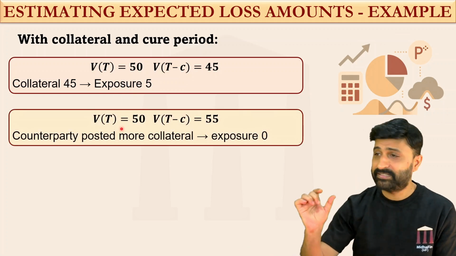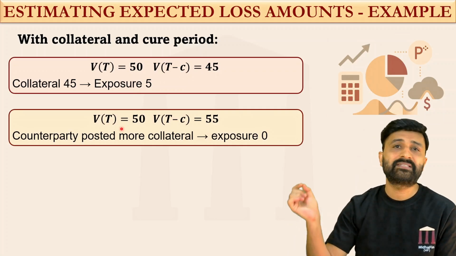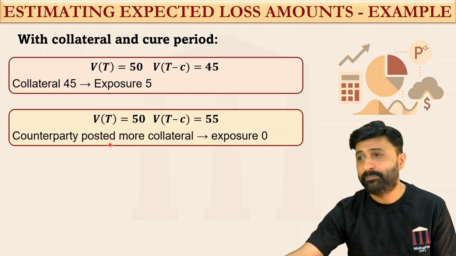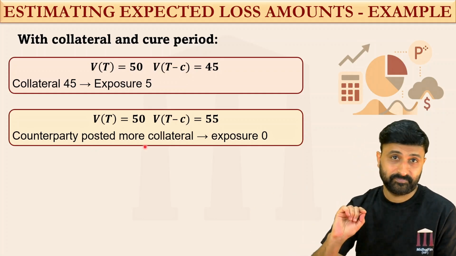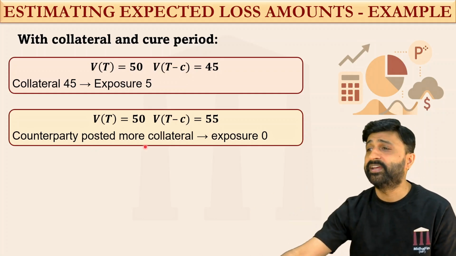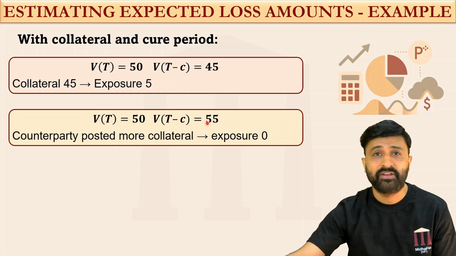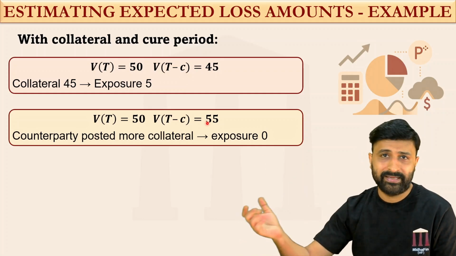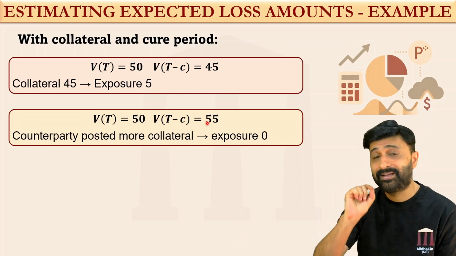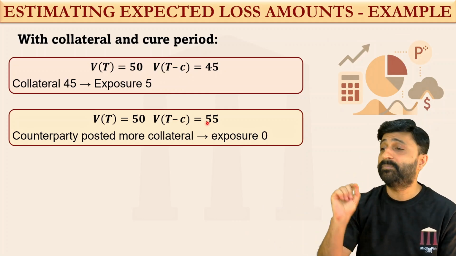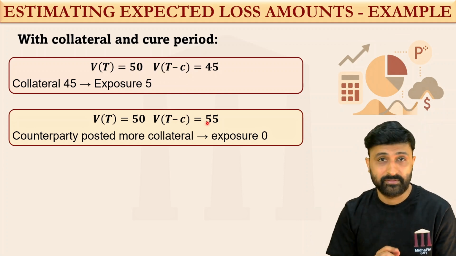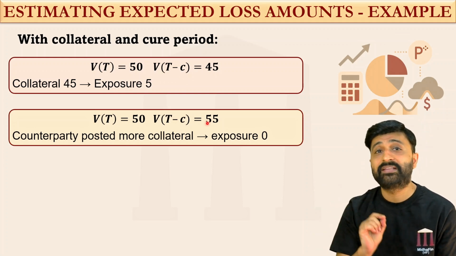Next case, let's say V(t) is 50 and V(t minus 20 days) was equal to 55. So basically the counterparty posted more collateral. 20 days earlier the value was 55, so collateral of 55 had been posted by the counterparty, which is more than the portfolio's current value. So even if the counterparty defaults at time t, the bank is fully covered. It actually holds more collateral than the exposure.